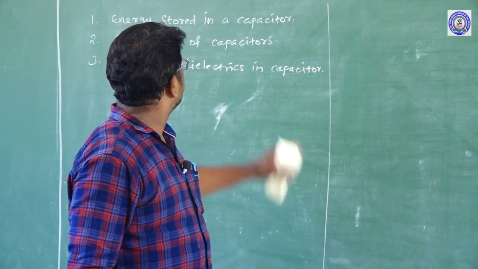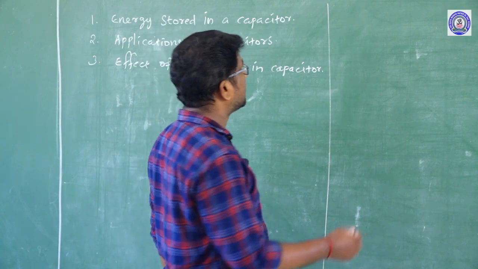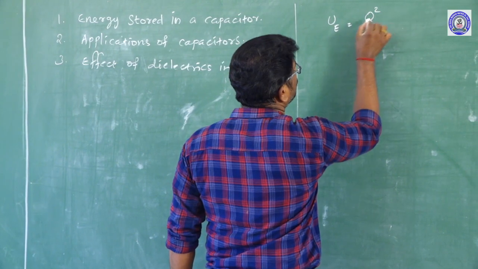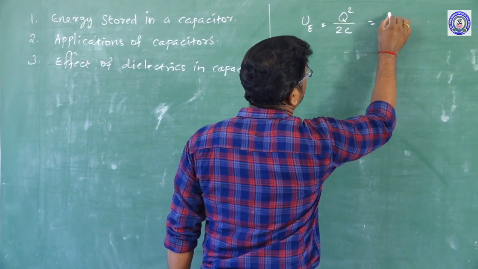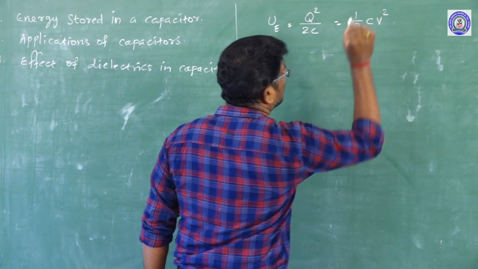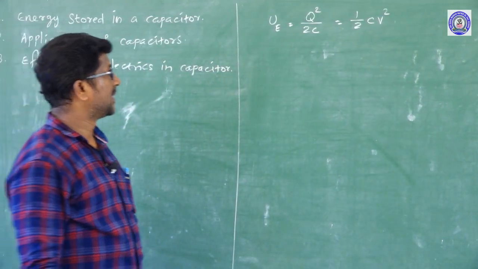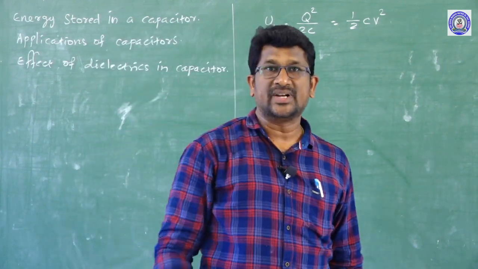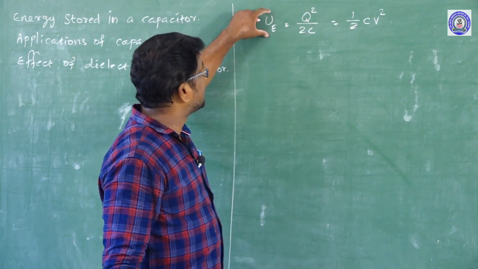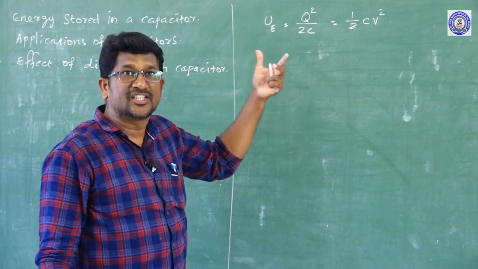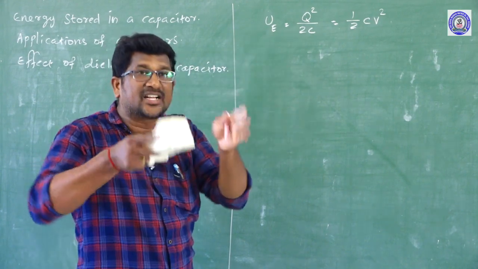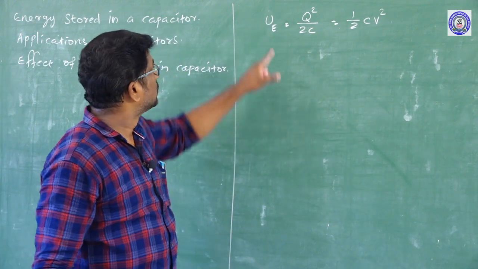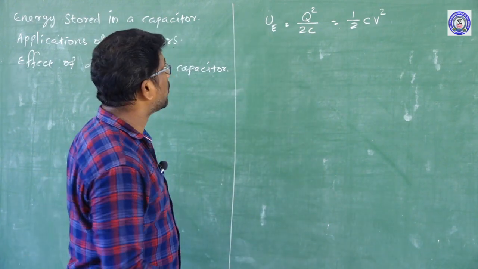Right. The electrostatic energy stored in the capacitor is given by the formula U suffix E is equal to Q square divided by 2C or half CV square, right. So, this energy is mostly stored where the electric field exists in the capacitor. Where is the energy stored? In the capacitor, where the electric field exists, at that place only the energy is stored. This can be proved, right.